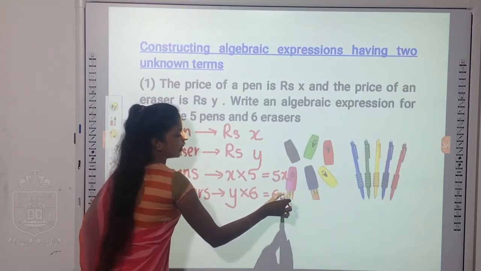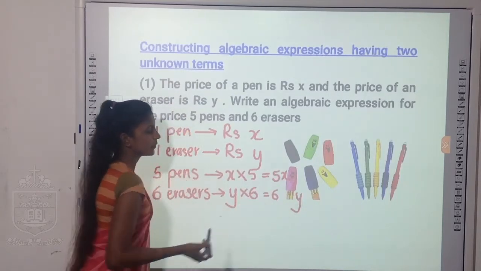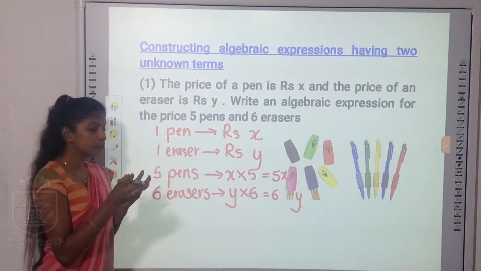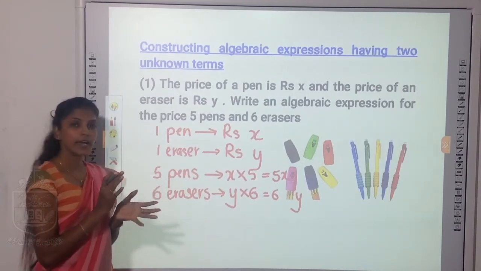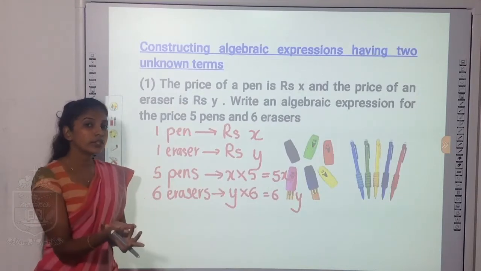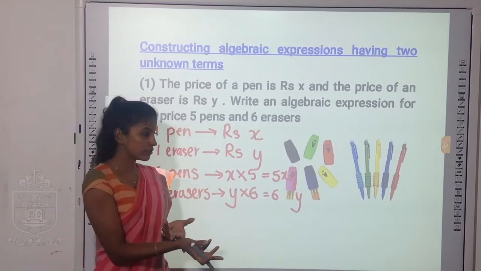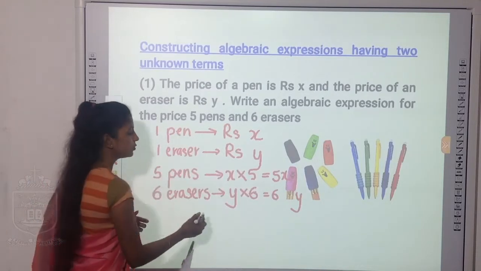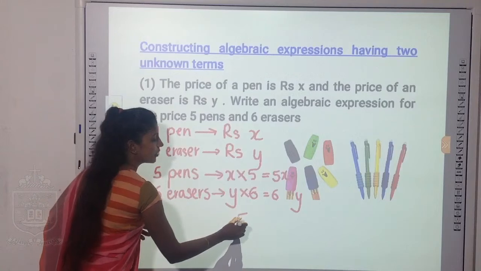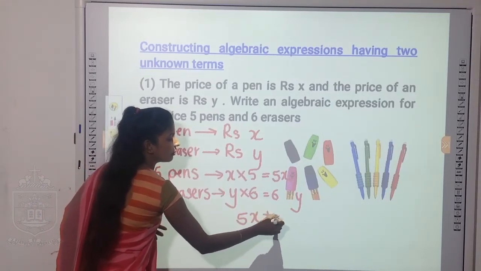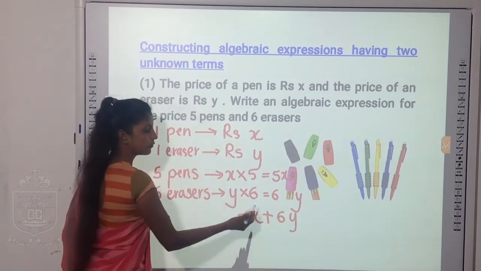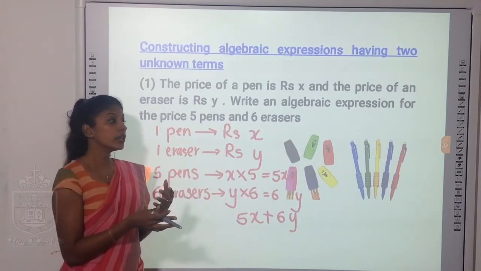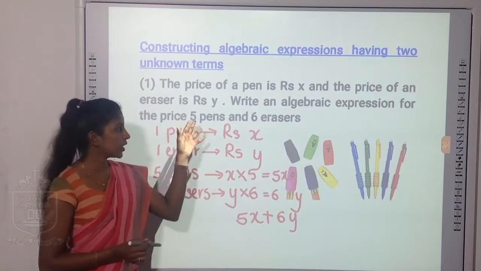Now students, here you have 6y, right? Now here you have to get the total. You are going to buy both of them, 6 erasers and 5 pens. So that is the total amount that you are going to pay when you are buying those two items. So you have to add them. Here you have two unknowns. So the final expression will be 5x plus 6y. 5x plus 6y altogether will give you the total amount that you need in order to buy those two items.